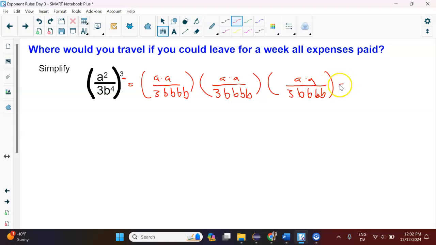Okay, and now I'm just going to go through and say up top, we have 6 total a's multiplied together. That's a to the 6th. And in the bottom, we have 3 times 3 times 3. That's 27. And then we have 4, 4, and 4. So that's 12 total b's, or b to the 12th. Okay, and that's it. There's our cleaned up answer.